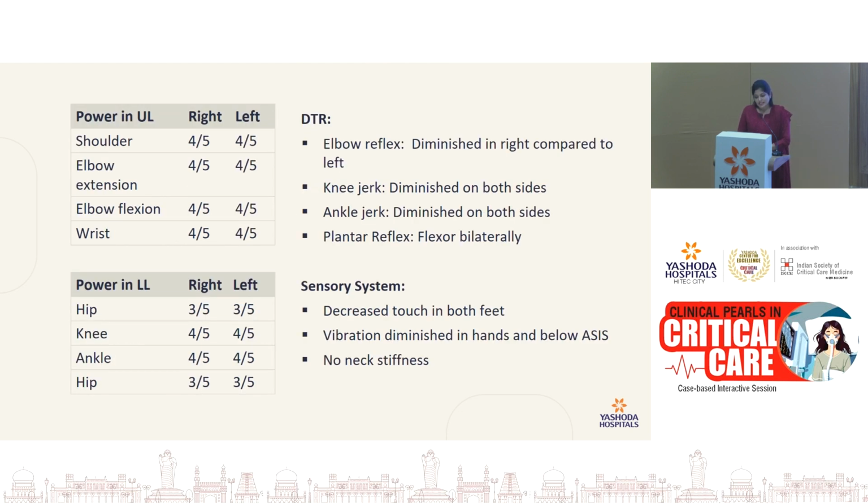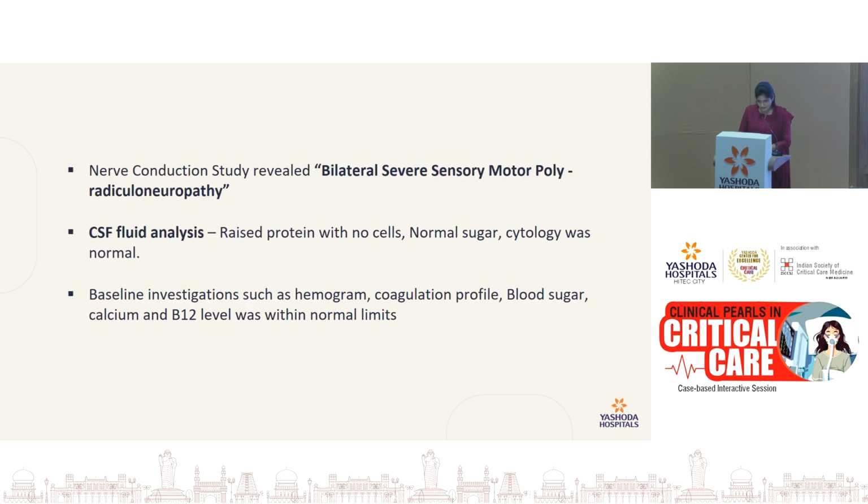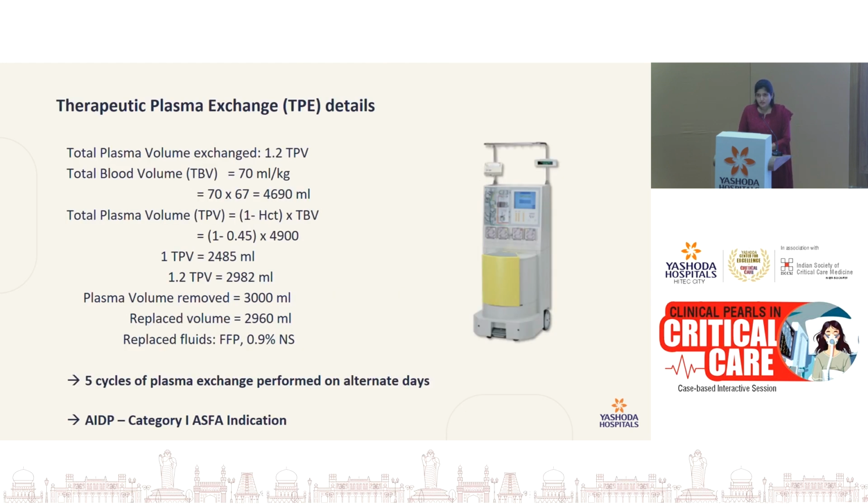You can see that the deep tendon reflexes are diminished. Sensory system is also affected. The nerve conduction study revealed bilateral severe sensory motor polyradiculoneuropathy. CSF analysis showed raised protein with no cells. So this was a case of AIDP which was referred. AIDP is again a category 1 indication for ASFA guidelines.